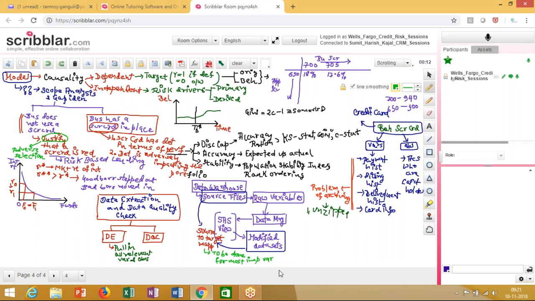So over here, let's think about it like this. Let's take a case of overdraft data. Let's say there is an overdraft variable. There are broadly two types of overdrafts that can happen, depending on the way the products are structured.